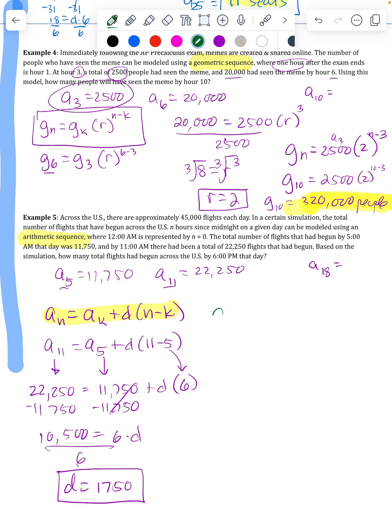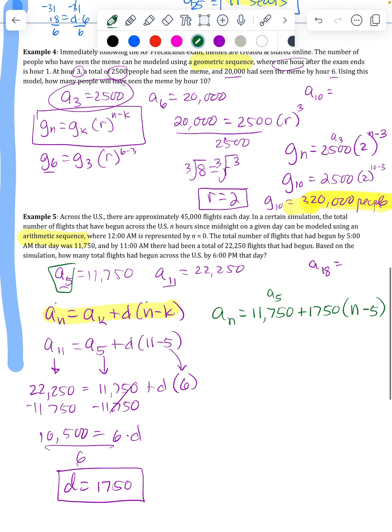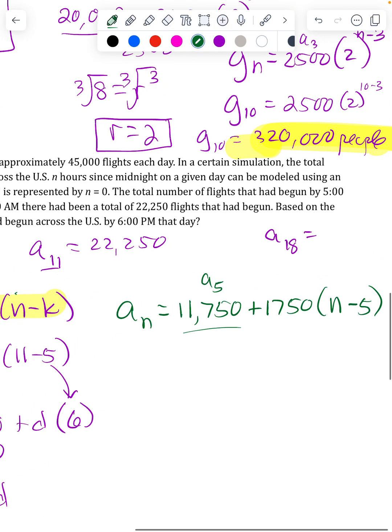Great. It doesn't ask me that anywhere, so I just need to know it, so that I can now write the general formula where I only leave the ends. I've got to start somewhere, so I'm going to start at the 5th term they gave me, 11,750. I'm going to add the common difference that I just got, and that's going to be n minus 5 times because this was term 5. And you could have used term 11 and then put the 22,250 here. It won't matter. In the end, you would get the same thing, but then you would have an 11 here.